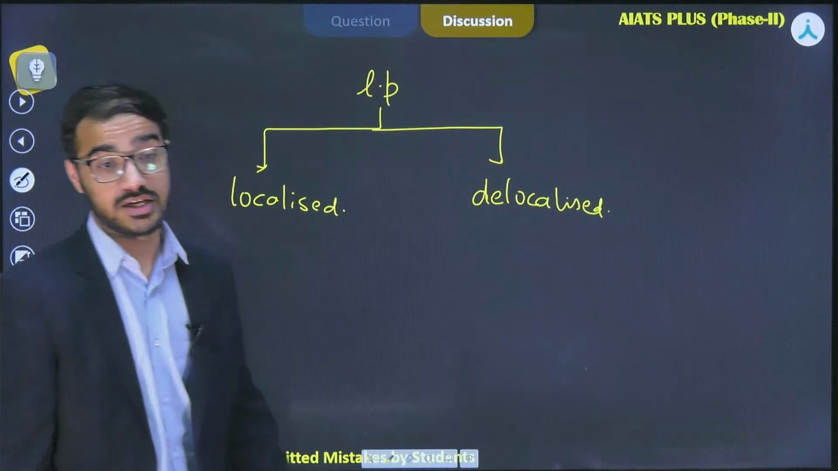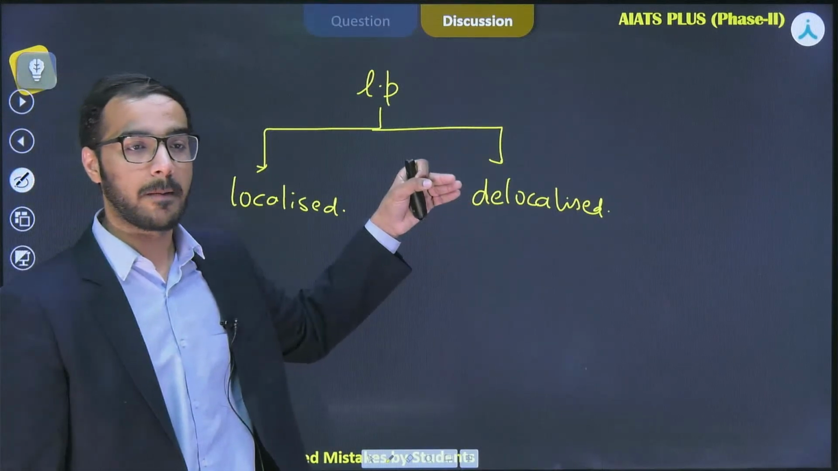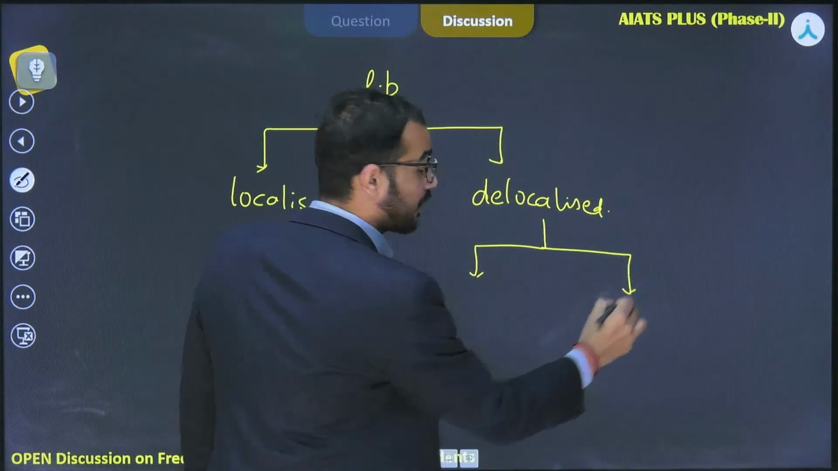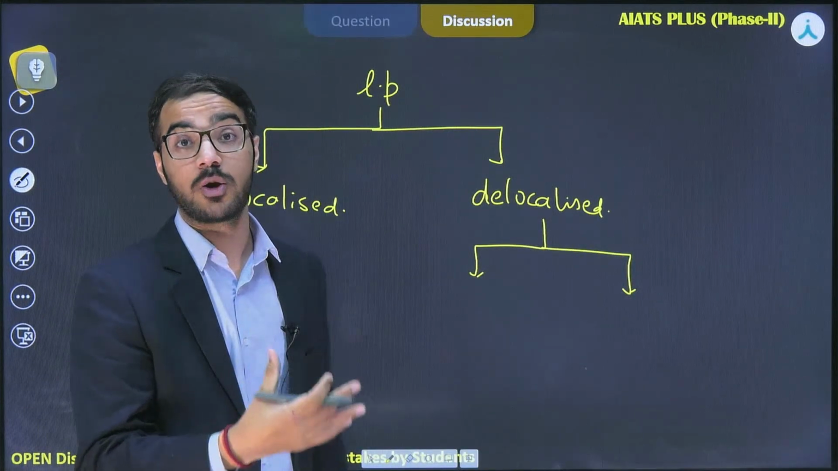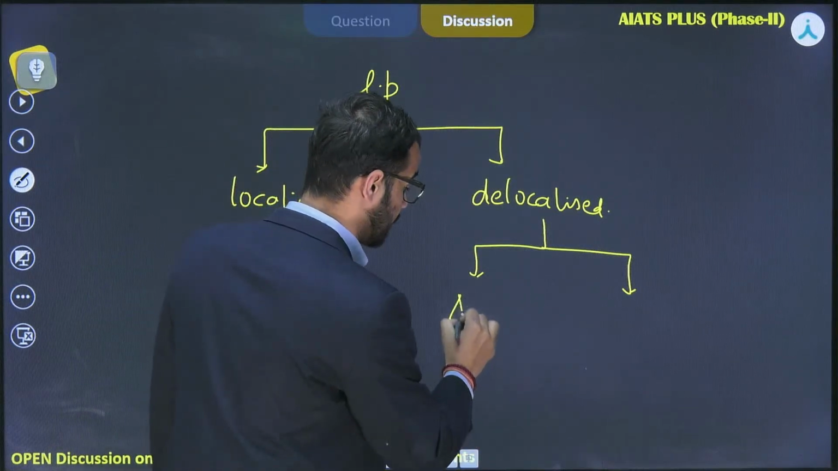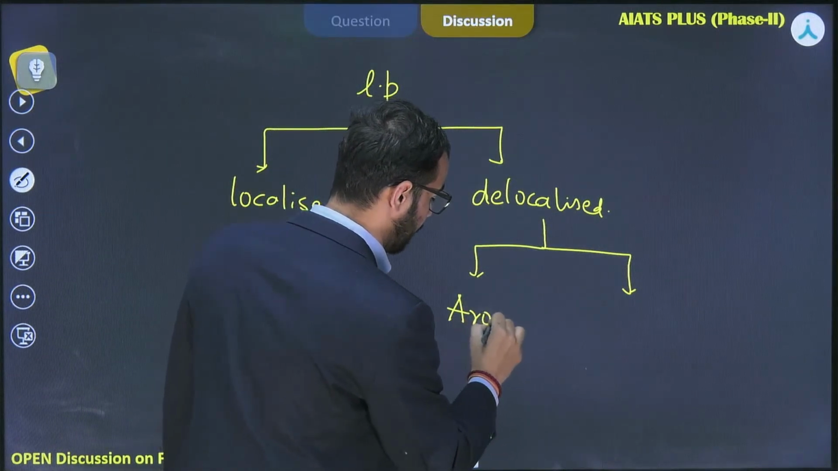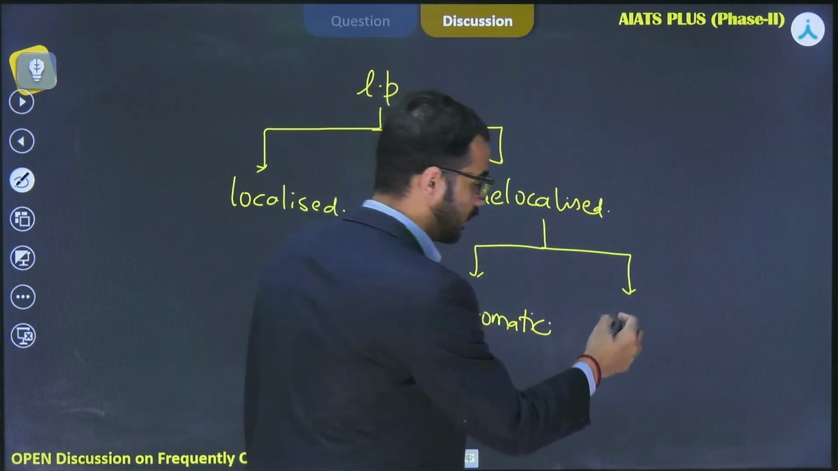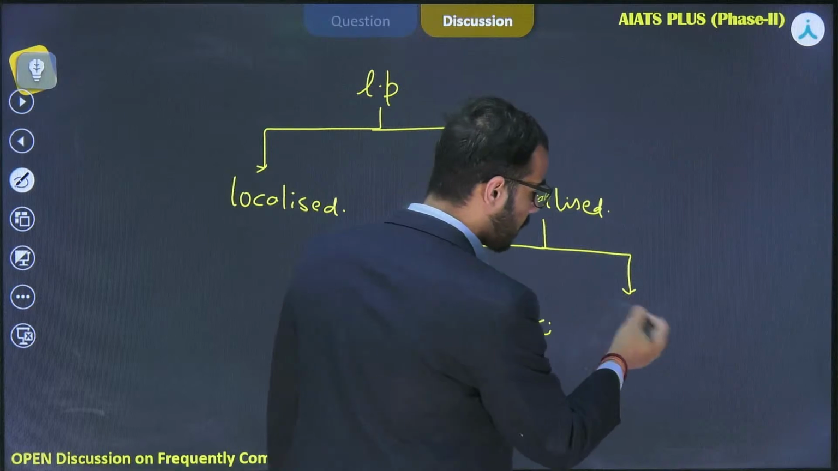And in delocalized, we further classify that delocalized are of two types. In the very first case, the lone pairs are involved in maintaining the aromaticity of the compound, or we can say making the aromatic compound. And in the second part, there will be only delocalization, which does not maintain aromaticity.